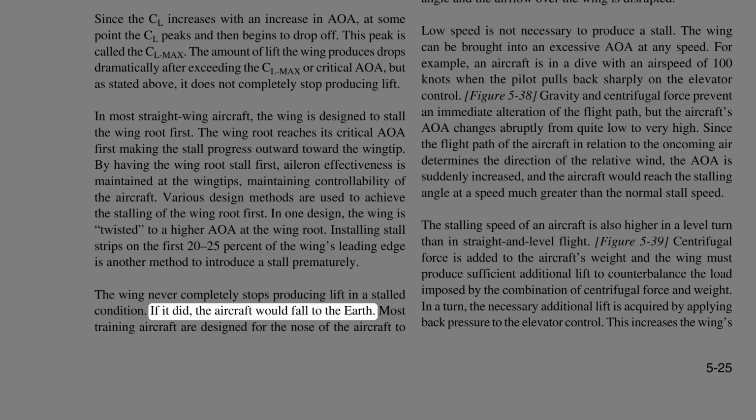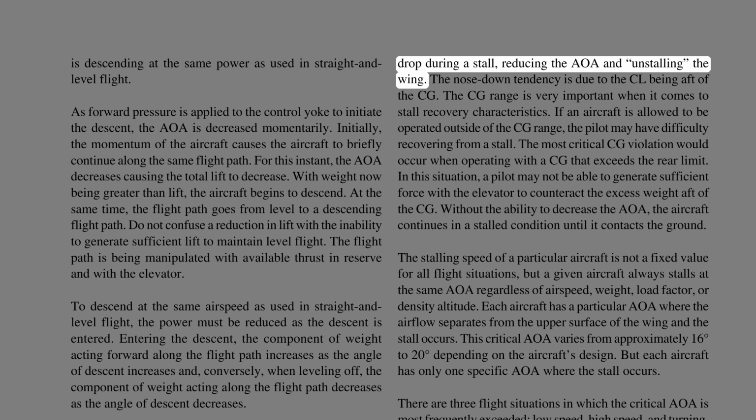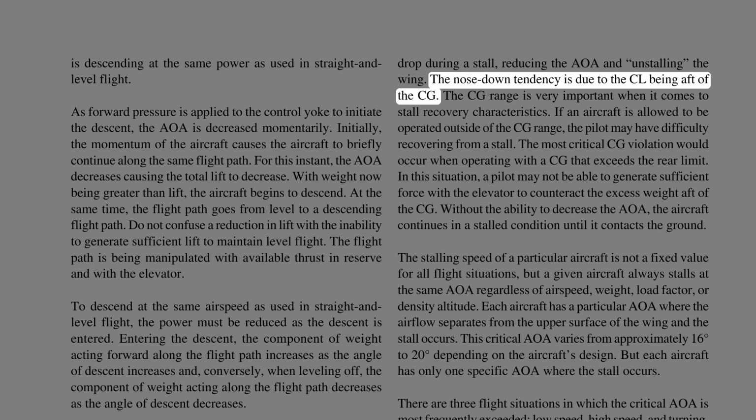The wing never completely stops producing lift in a stalled condition. If it did, the aircraft would fall to the earth. Most training aircraft are designed for the nose of the aircraft to drop during a stall, reducing the AOA and unstalling the wing. The nose-down tendency is due to the CL being aft of the CG.